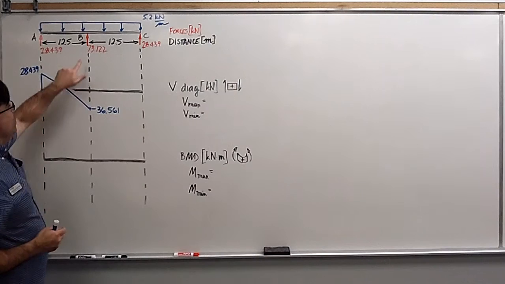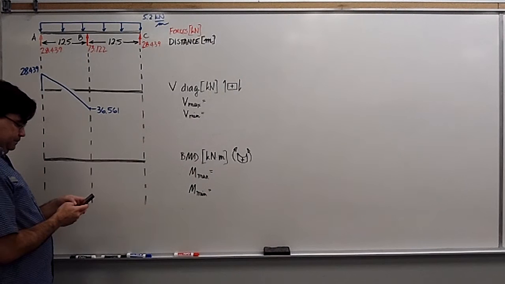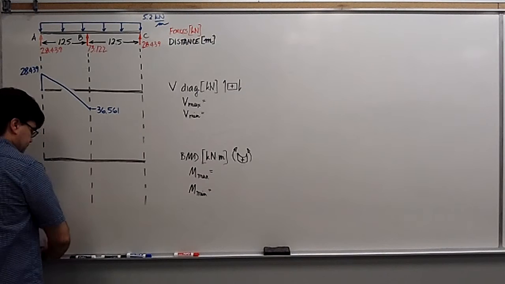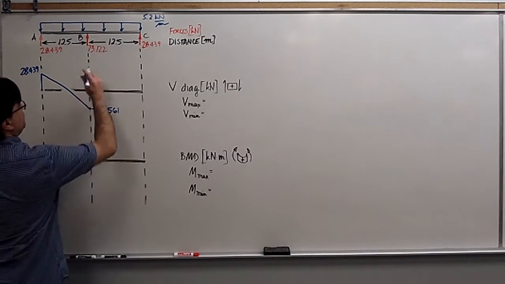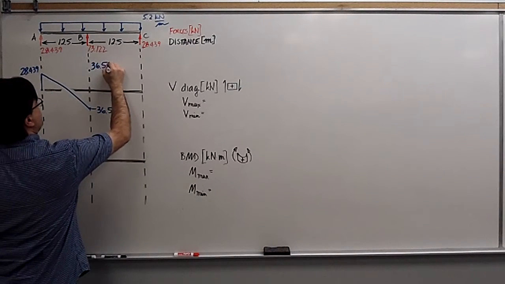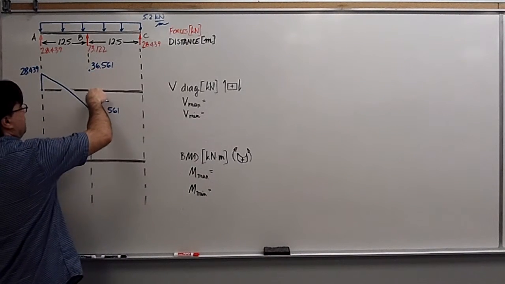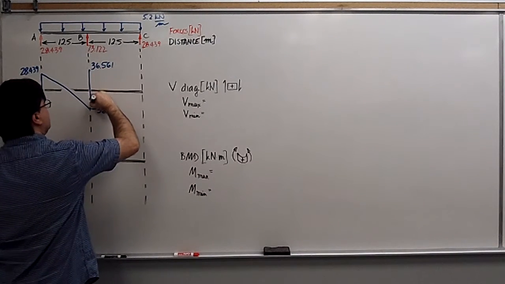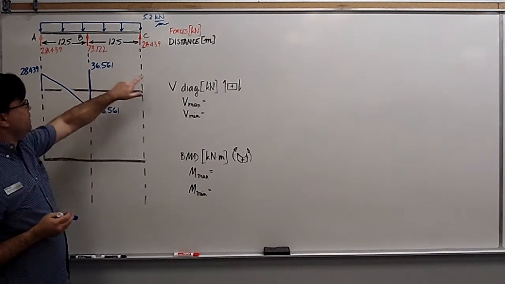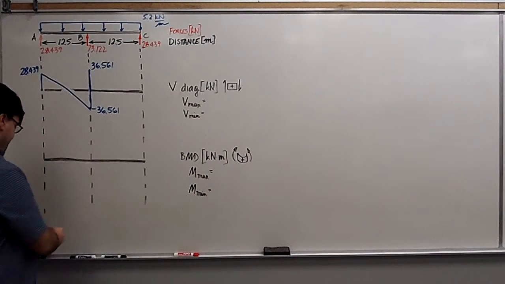Then at this point, we go up by 73.122, which brings us to 36.561. So look at this, we went from negative to positive. Okay? Another straight line. And then to go from here to there, same thing. We go down in a straight line by this slope.